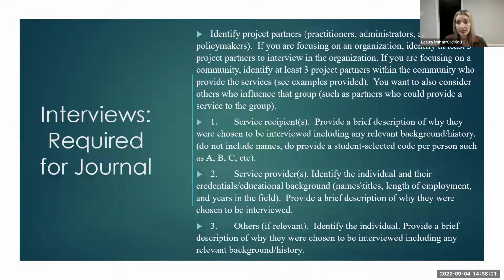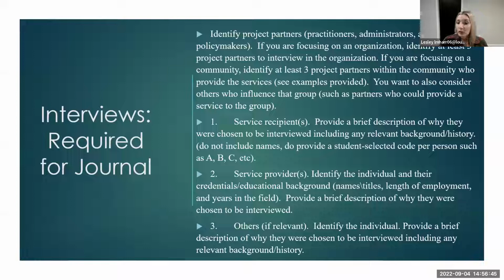So first, service recipients. If you decide to include a service recipient, please provide a brief description as to why they were chosen to be interviewed and any relevant background and history. So this would be included in terms of maybe one person who is a client or receiving services.